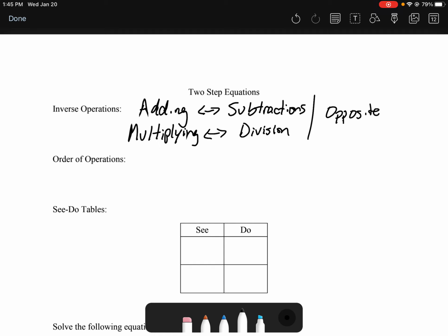Speaking of operations, this is the review from earlier this year, from last year. The order of operations. You might remember PEMDAS. So we have parentheses, exponents, multiplication and division, and adding and subtracting. This might be a little helpful for when we start doing these see-do tables.